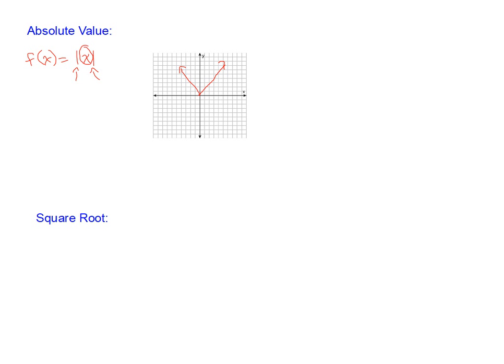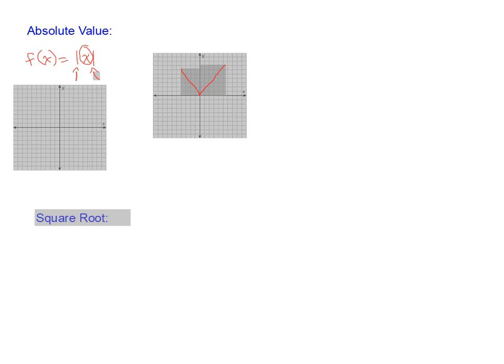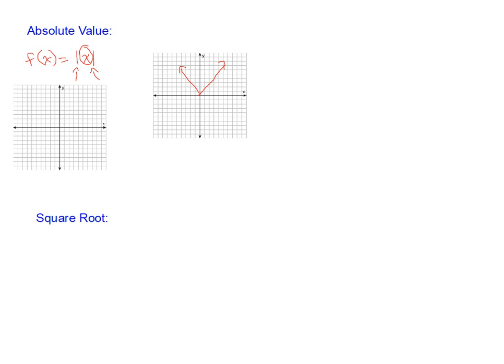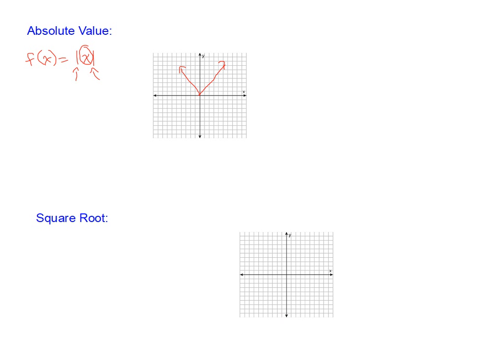All right, what else do we need to know about absolute value? That's probably good enough for now. Let's also move on to the square root function. So the square root function looks sort of like this. Again, the square root function is where we're taking the square root of an x value, and the graph would look sort of like this. Let's see if we can draw that.